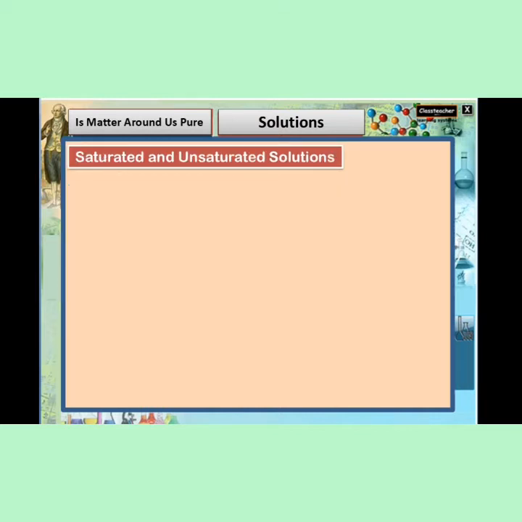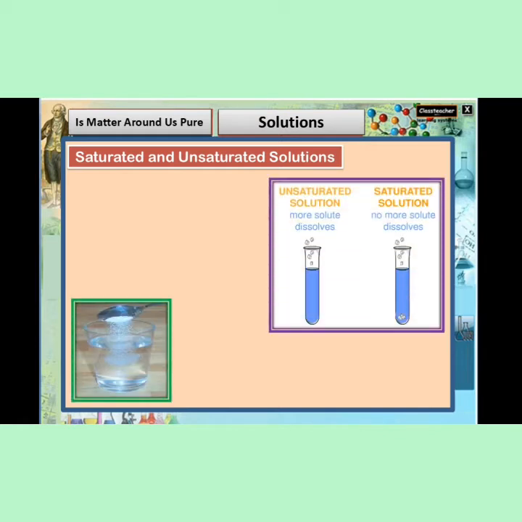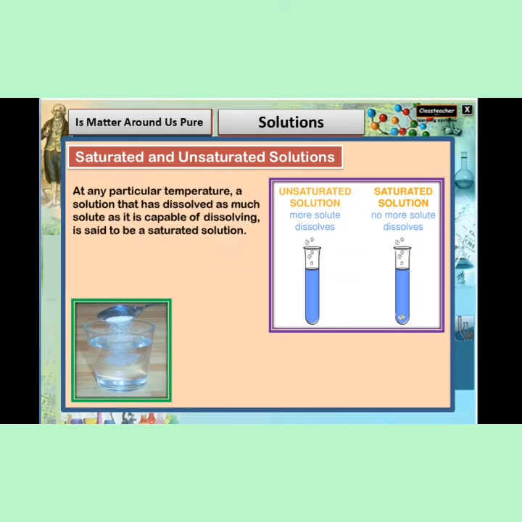Next point is saturated and unsaturated solution. Now, saturated solution: when a solution cannot dissolve more solute at a given temperature, that point is called the saturation point of the solution, and the solution is called a saturated solution. This means that no more solute can be dissolved in this type of solution. So saturated solution means if you add the maximum amount of solute in the solution, up to that point it is dissolving. But if you add more solute, it will not dissolve. Up to that point, it's maximum soluble. It is known as saturated solution.